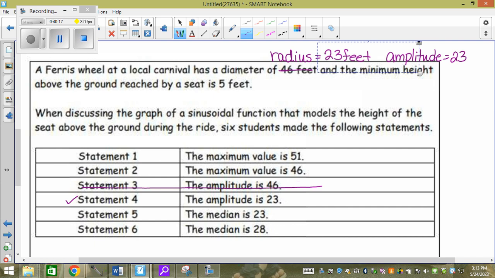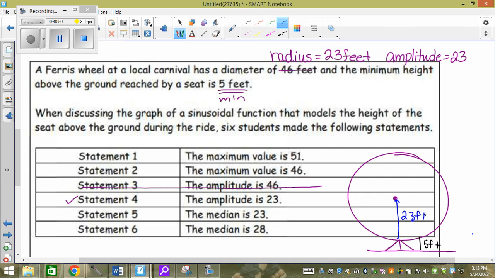And the minimum height above the ground is 5 feet. Let's do some drawing. So we have a Ferris wheel. So this here is 5 feet. And then my amplitude is 23. So that's 5. My radius is 23. Like I can sketch that, right? And then this is that 5.